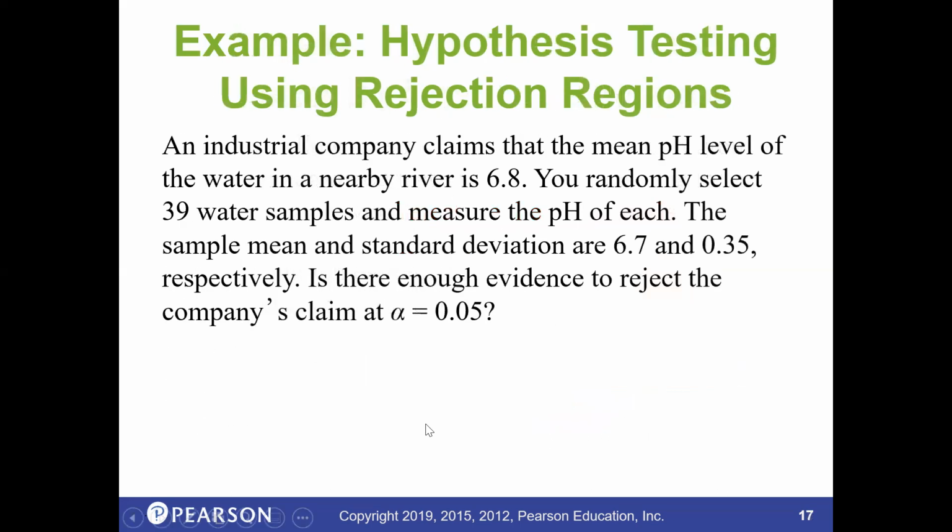Let's do this one here. An industrial company claims that the pH level of the water in a nearby river is 6.8. You randomly select 39 water samples and measure the pH. The sample mean is 6.7. The standard deviation is 0.35. So is there enough evidence to reject the company's claim at alpha equal to 0.05?